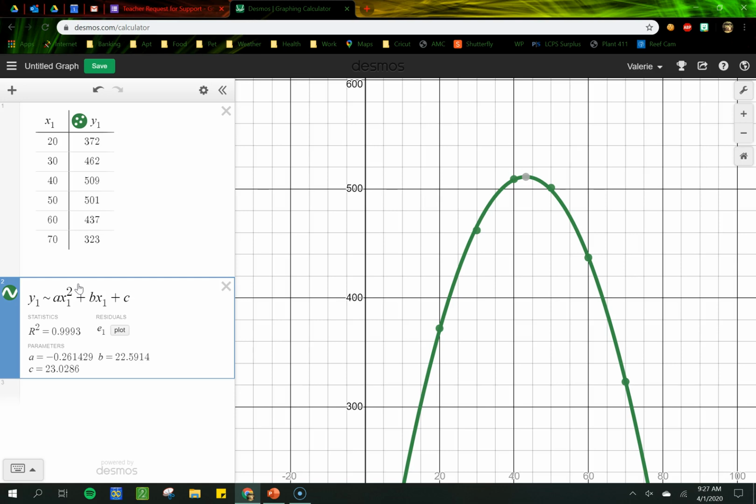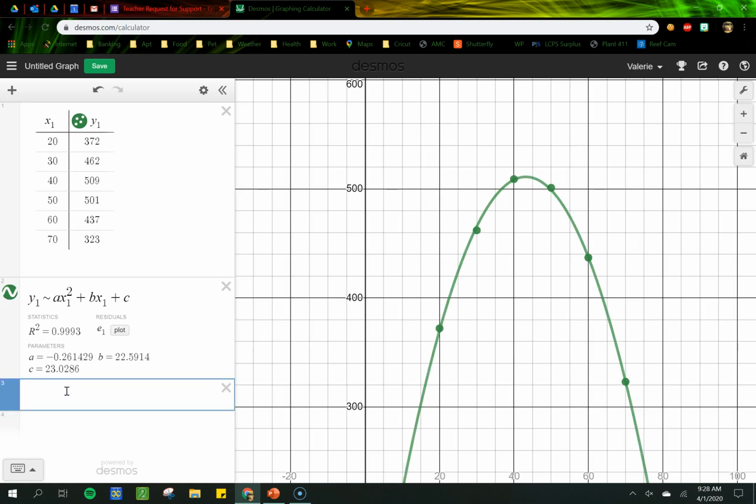Now, a couple of things to notice here. Do you see where it says statistics R squared? You always want to look at this variable because it's going to help you if you're not 100% sure which function to be using. Do you see that it's a 0.9993 correlation? That means this is a pretty good guess that this quadratic line is fitting this data. You want this number to be as close as possible to 1.